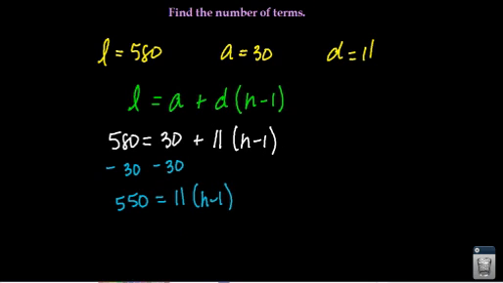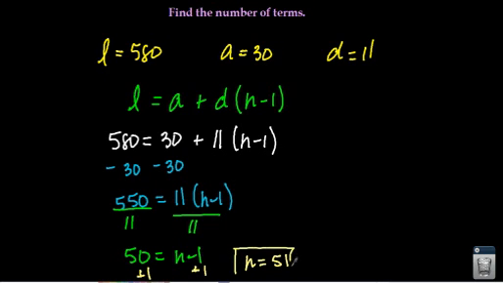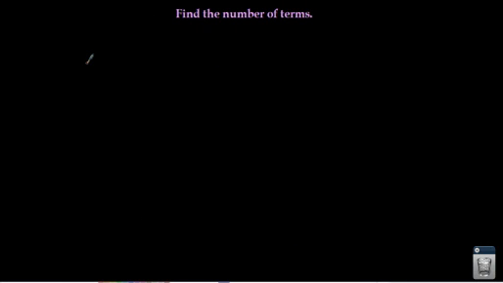Next, I'm going to divide by 11 on both sides, and that gives me a value of 50 equals n minus 1. And my last step is to add 1 to both sides. So that gives me a value of n equals 51. What this means is there are 51 terms in this sequence. So if I wanted to, I could say u sub 51, because this is our last term, equals 580. Not too bad, right?